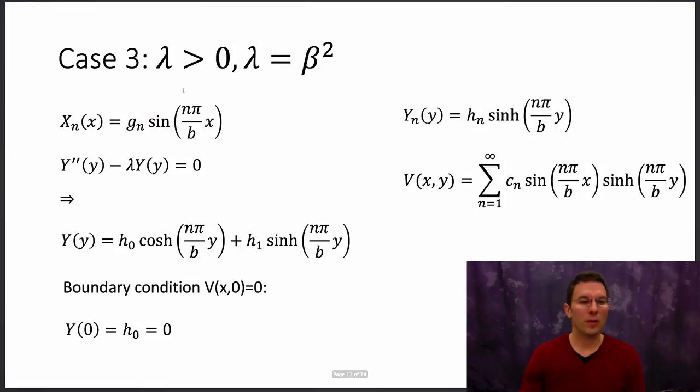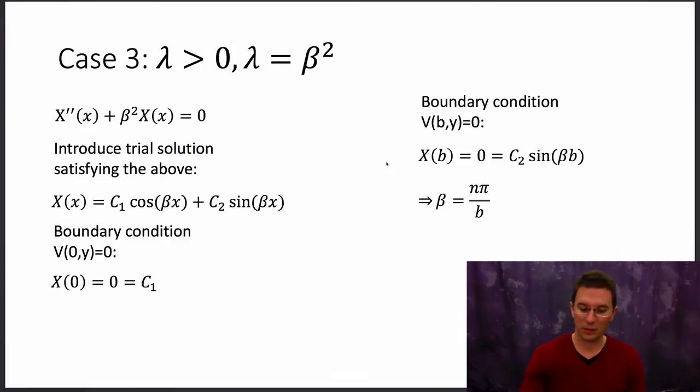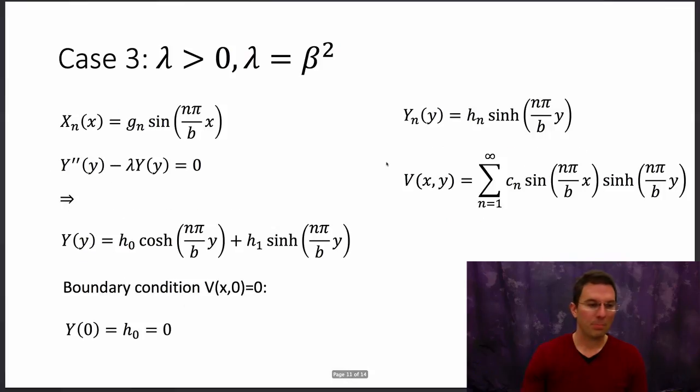So here is the trial solution for our X function so far. It's equal to some unknown coefficient, we don't know what g sub n is at this point, times sine of n pi over b times x. I've simply substituted in the beta that we found here. Okay, so this is our trial function for X.